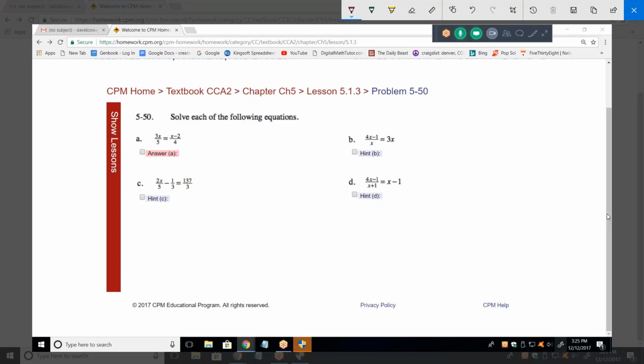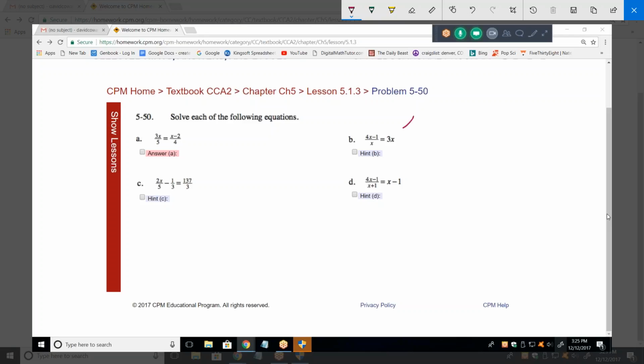Get rid of fractions. Always. Get rid of fractions, get rid of exponents, get rid of parentheses. Well, there's no exponents, but there's a fraction. How do I get rid of the x in the bottom? Multiply by x, not 1. Okay, what do you get when you multiply both sides by x?